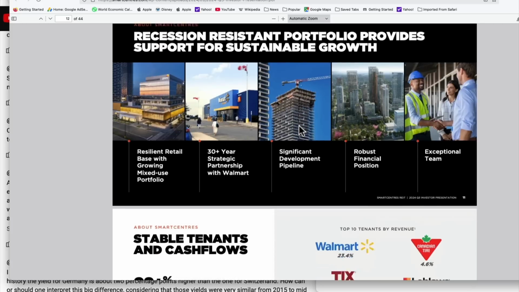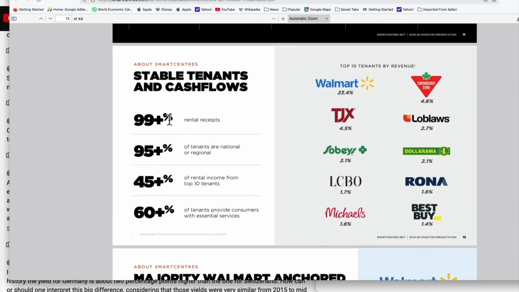Let's have a look at who they have. They collect 99% plus of the rent. 95% of tenants are national or regional. 45% come from the top 10. 60% of tenants provide consumers with essential services. Walmart, this is top 10 by revenue. 23.4% of the revenue comes from Walmart. That's not going anywhere. 4.6% from Canadian Tire.